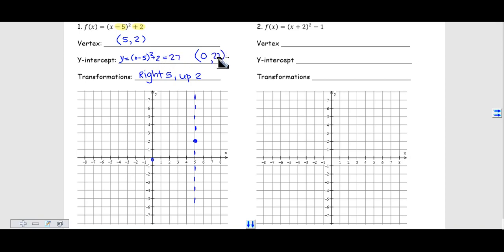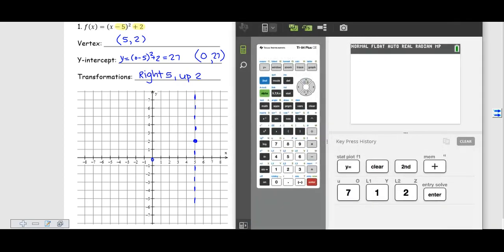Now looking at my particular graph, 27 is not graphable here. I would have to have a much larger xy axis in order to do that. So I need to pick a point that I actually can see on this graph. This is where your graphing calculator can come in and help you a little. Let me pull up my graphing calculator so we can talk about this.